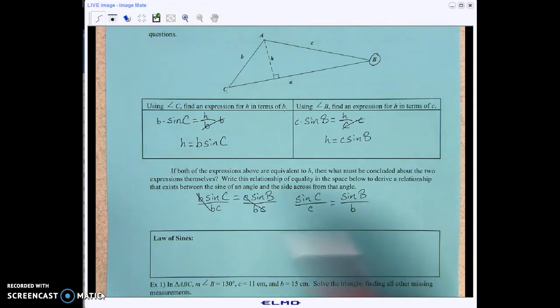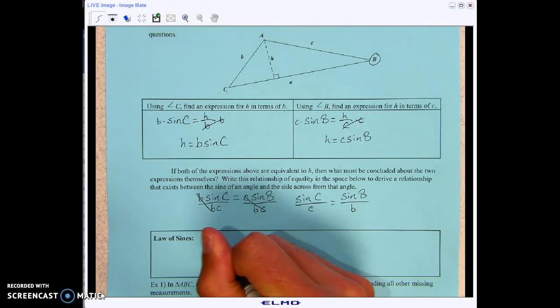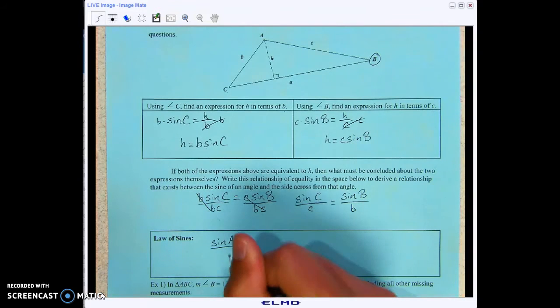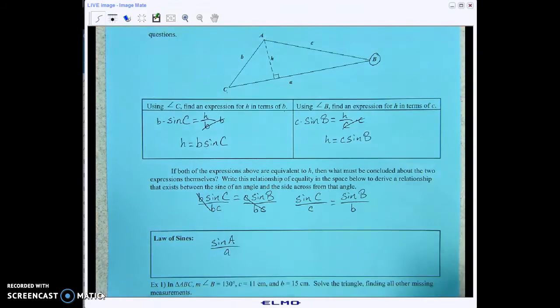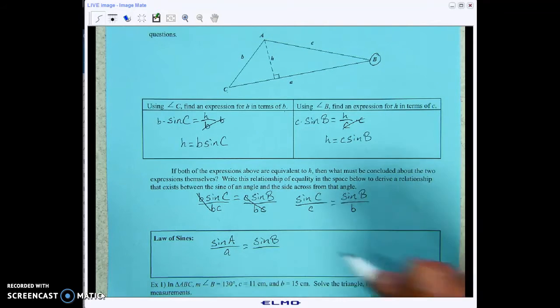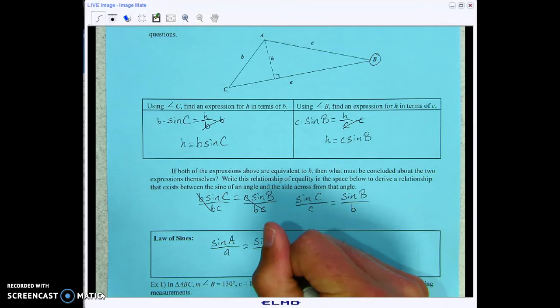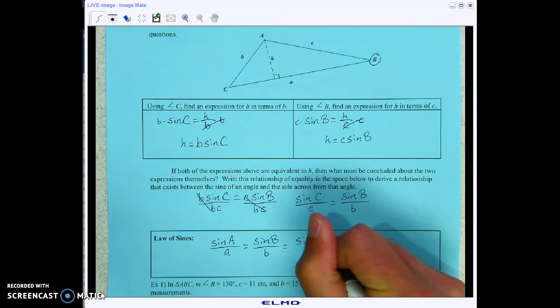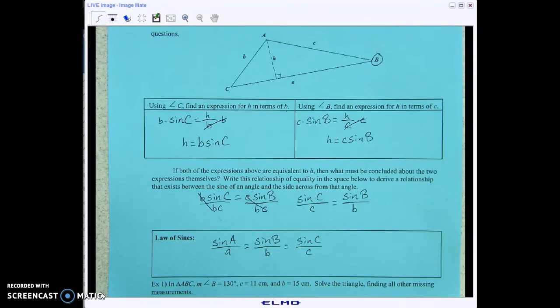Okay, and that actually is the law of sines. The law of sines tells us that the sine of A over the side opposite A is equal to the sine of B over the side opposite that angle B, which is also equal to the sine of C over the side opposite that, little c. Alright, that right there is the law of sines.